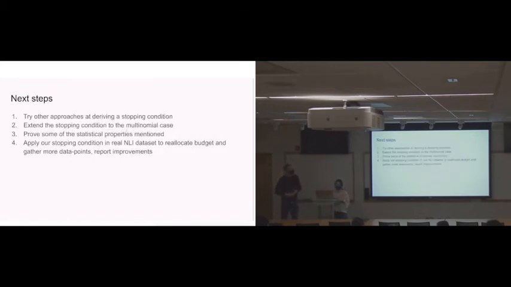Our next step is to try other approaches at getting a stopping condition, extending the stopping condition to the multinomial case, and improving some of the statistical properties mentioned today. And we're going to apply our stopping conditions to real NLI data sets to reallocate budget and gather more data sets.